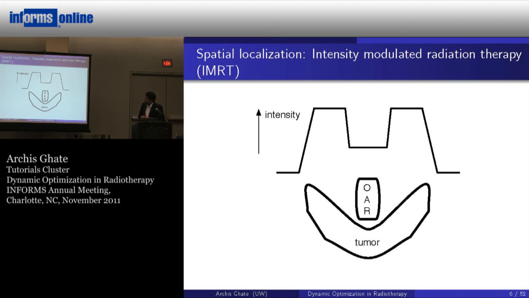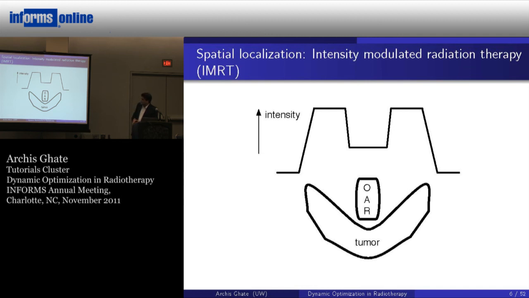So the idea in spatial localization, as you can see in this picture, is that you do something called intensity modulated radiation therapy, which basically means that you're going to modulate the intensity of your radiation field or radiation beam, as shown in the picture. What I'm trying to show there is the intensity, so the arrow goes up that way.